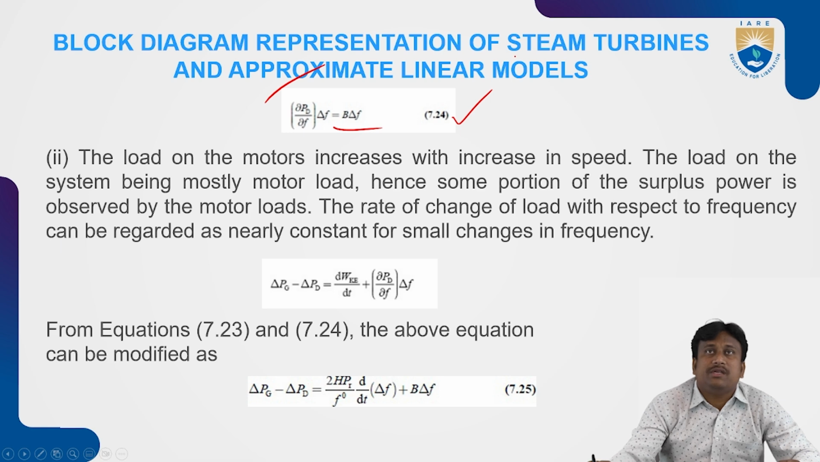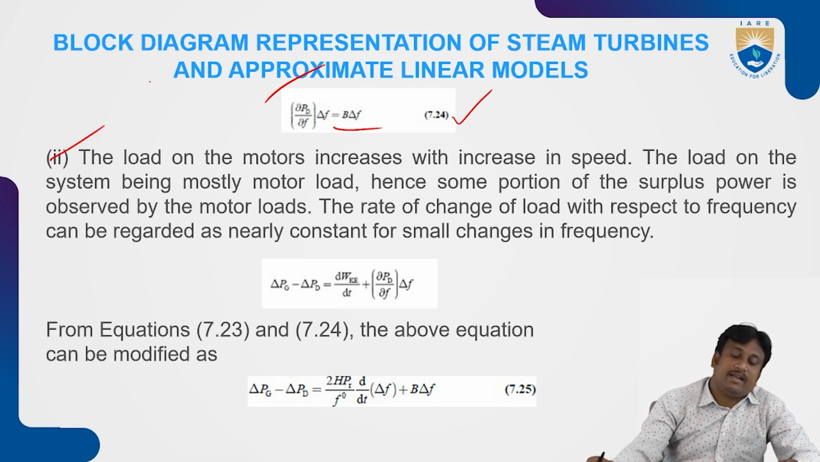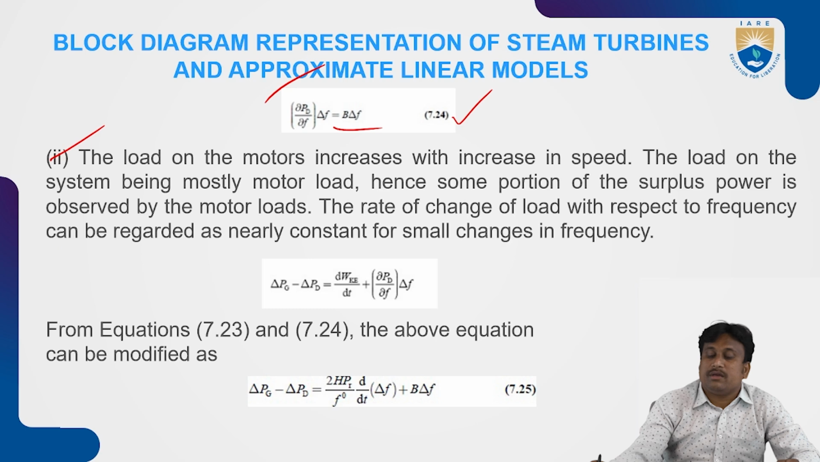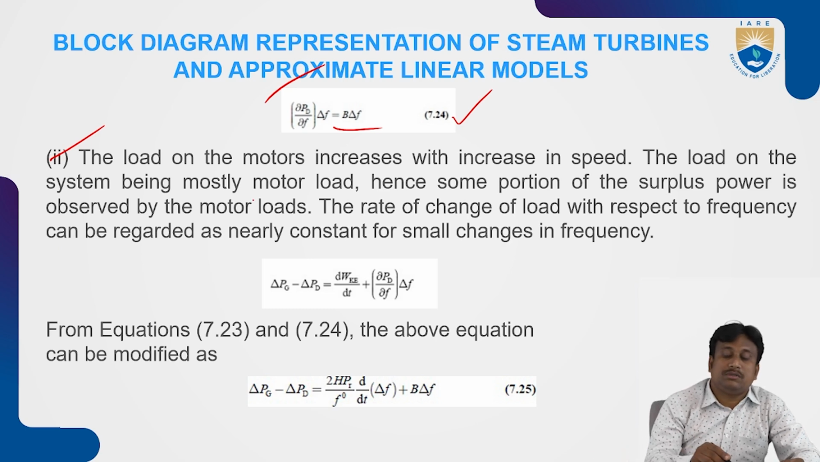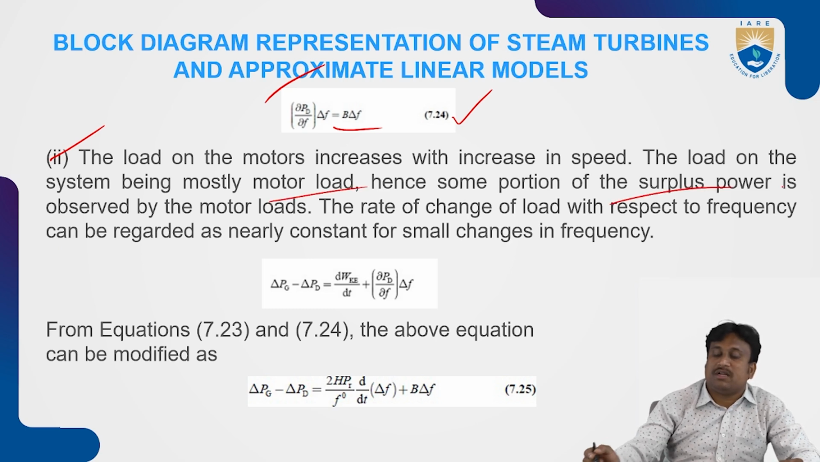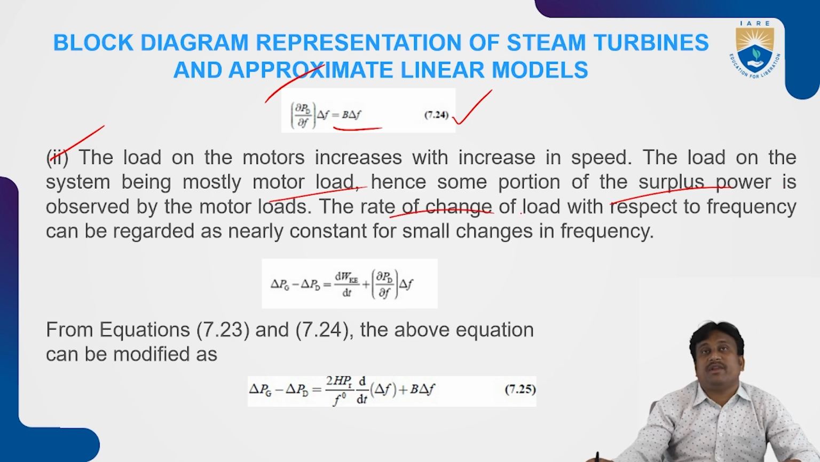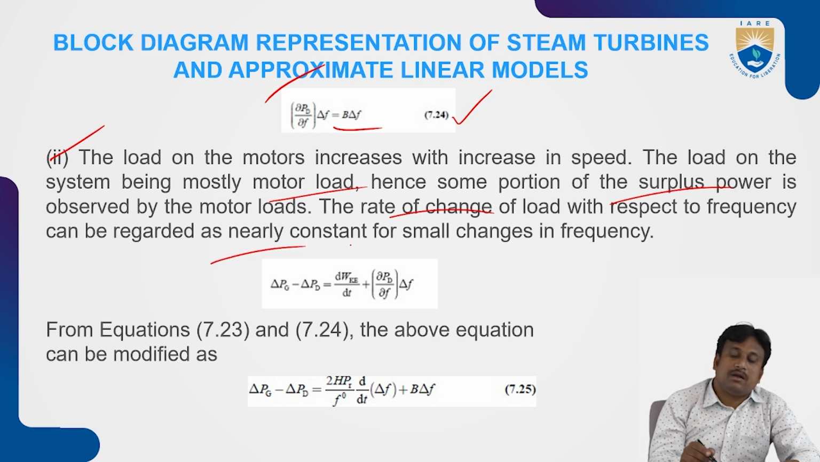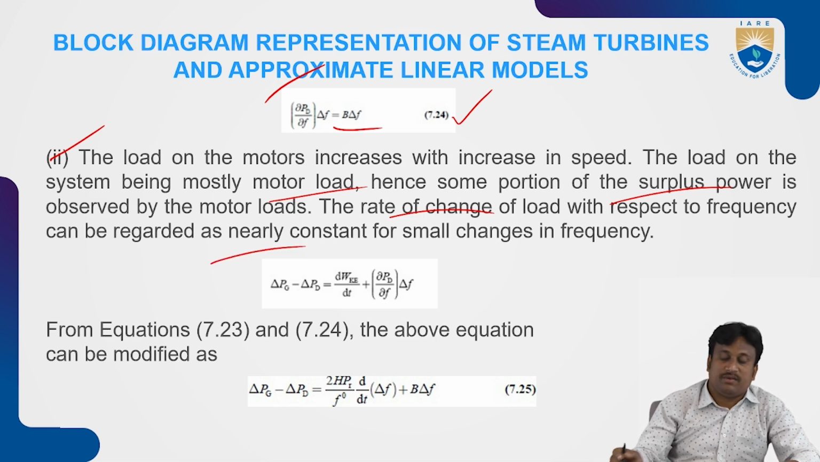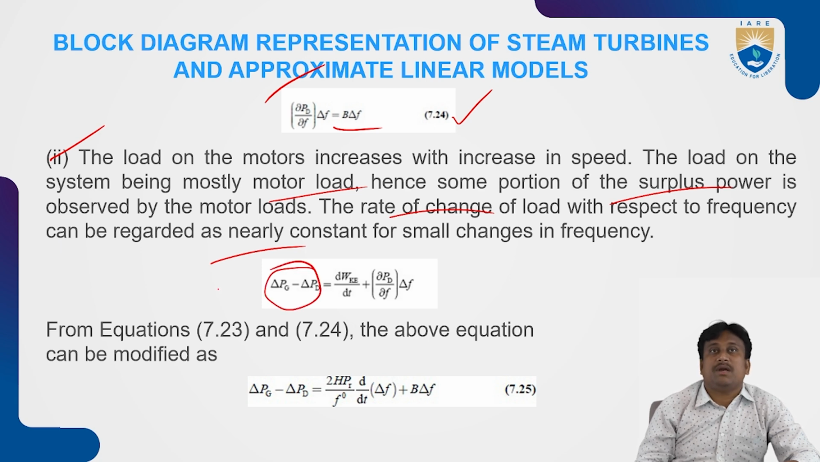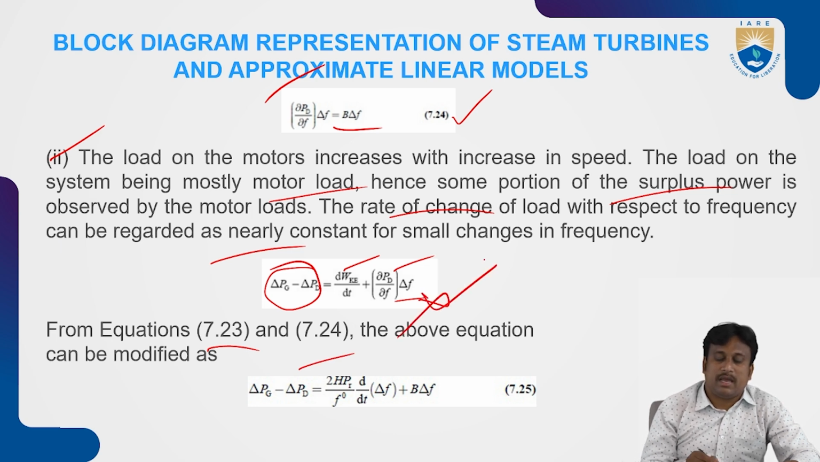So this representation is dou PD by dou F into delta F, which is B delta F, which is one of the expressions, 7.24. So here the second condition, load on the motor increases with speed, means load on the system being mostly motor load, so some portion of the total power is absorbed by the motor loads itself. So the rate of change of load with respect to the frequency is nearly constant for small changes in frequency. So this change becomes delta Pg minus delta Pd, that is dWKE by dt plus dou Pd by dou F into delta F.